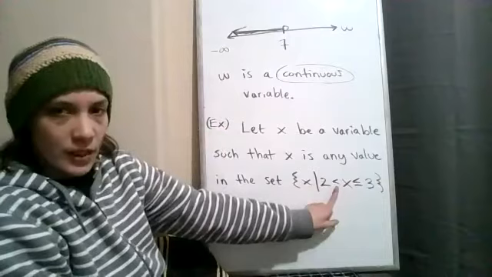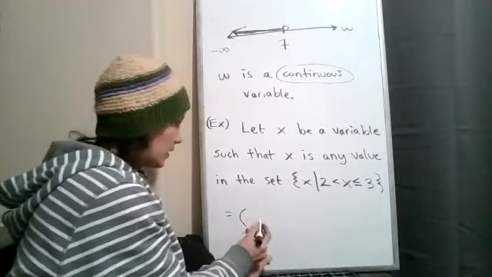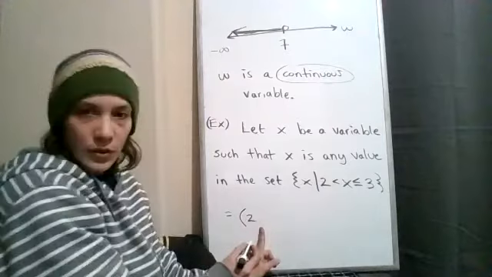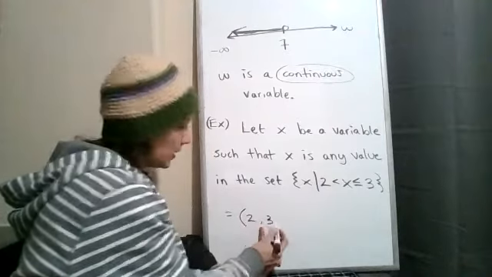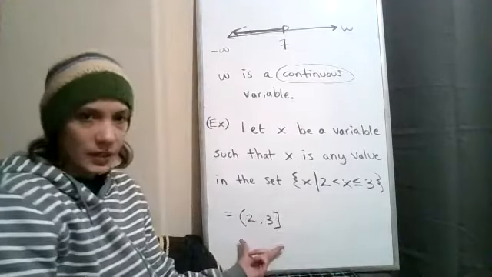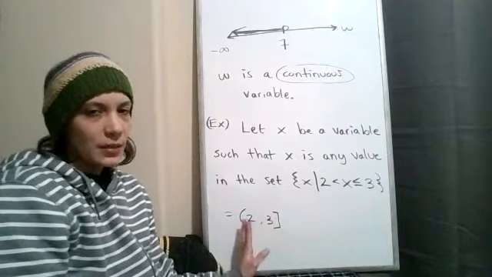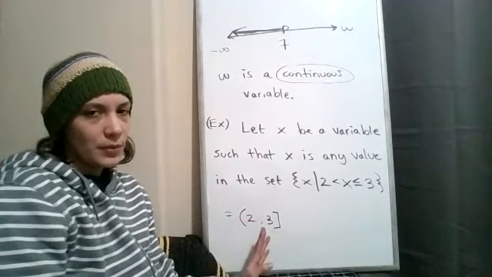So with strict inequalities, you don't include 2, which means there's a soft bracket. And then you go to your number 3, include that number with a hard bracket. This is called interval notation. I don't think we're going to need this. It's just for the example.